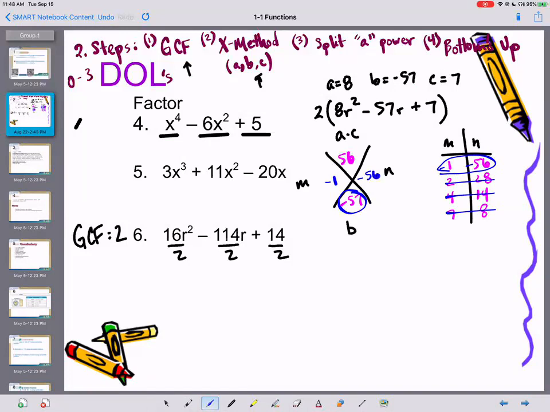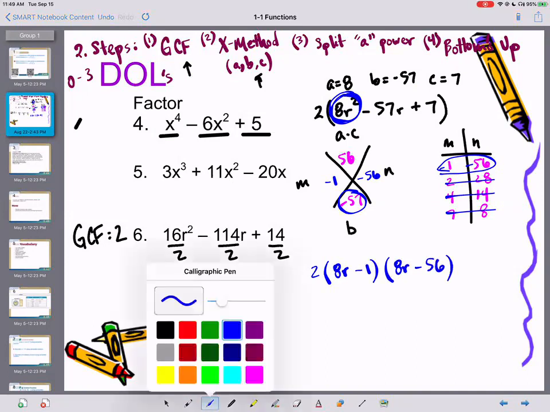Now we have our numbers, we're done with step 2, we go to step 3. So step 3, I'm going to take the A power and split it. It was a power of 2, I'm now going to write it as a power of 1. 8r minus 1 and 8r minus 56. Last step, bottoms up.